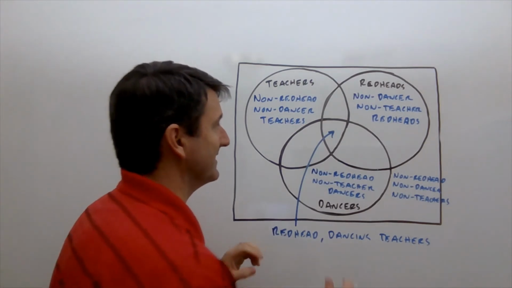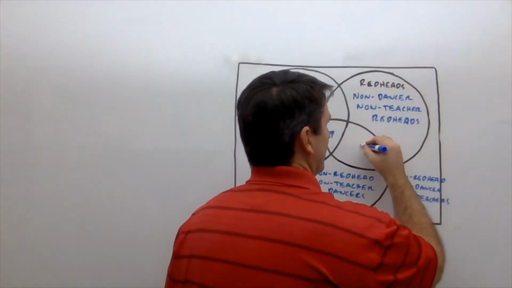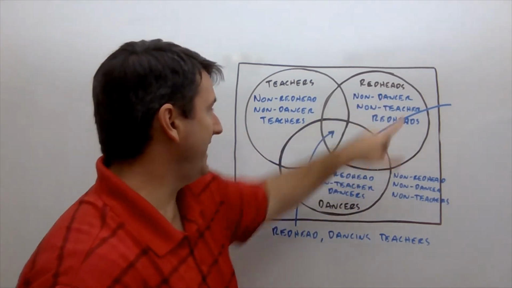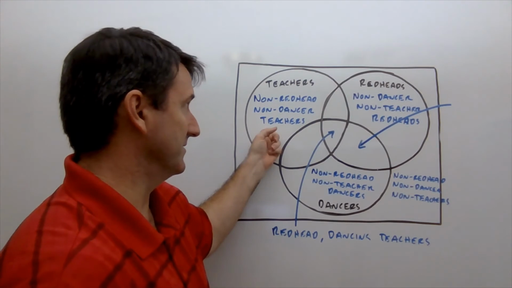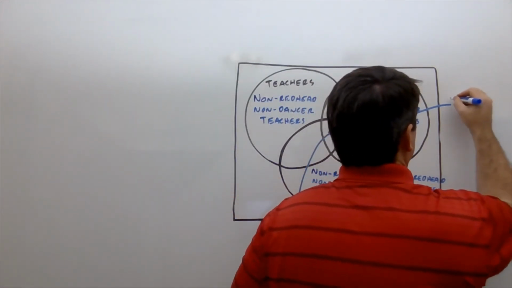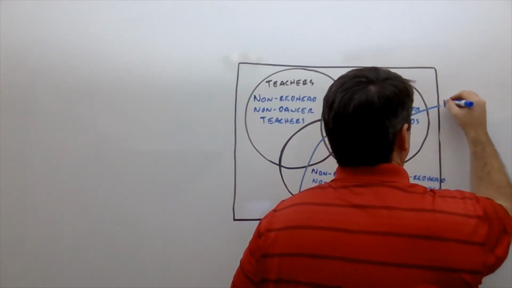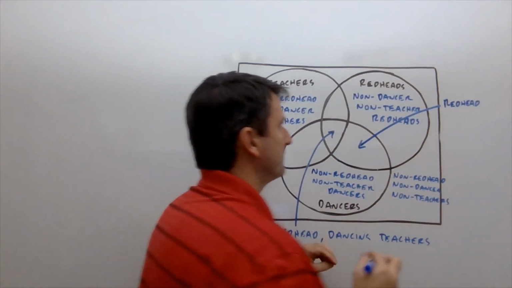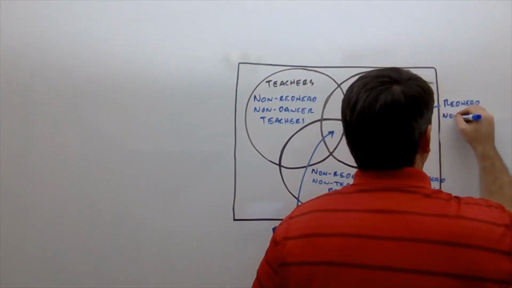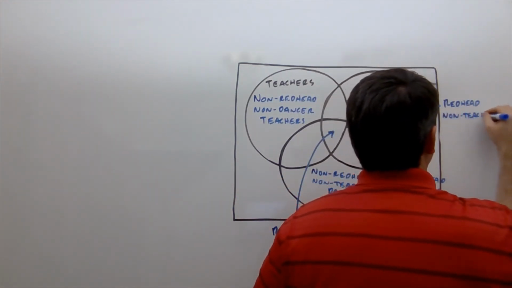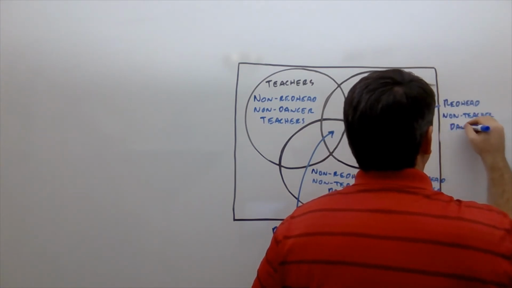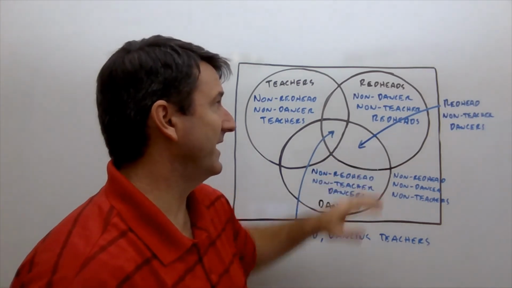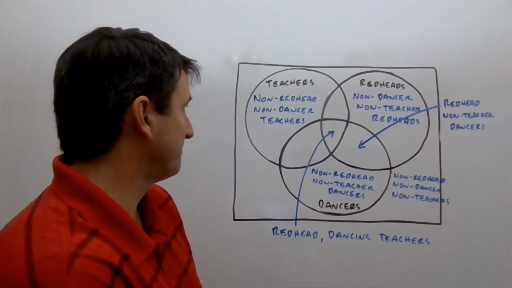My daughter would fall into this region. So let's draw an arrow out here to this region. These are people who are redheads and dancers, but not teachers. So let's go with redhead, non-teacher dancers. That would be my daughter there. She is a redhead. She loves to dance, but she's not a teacher.